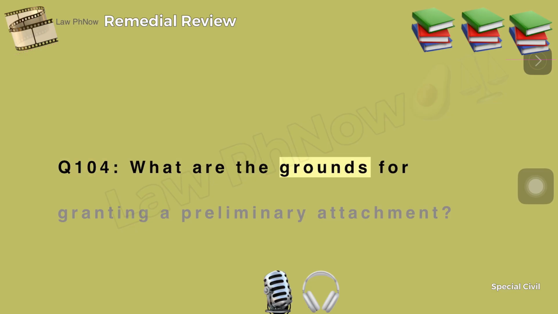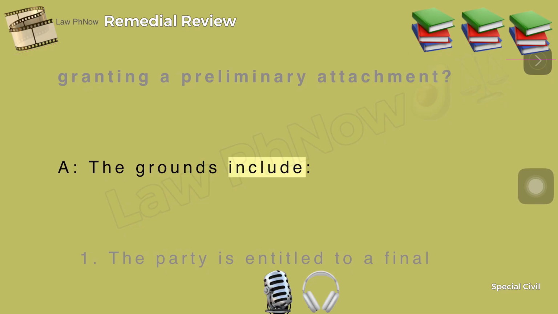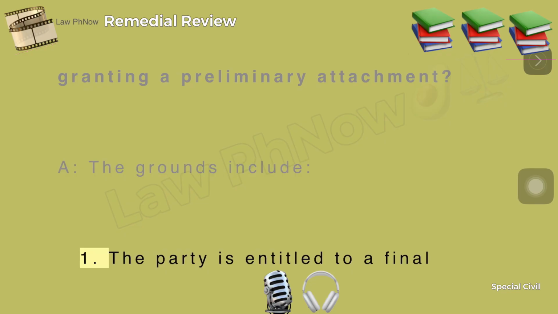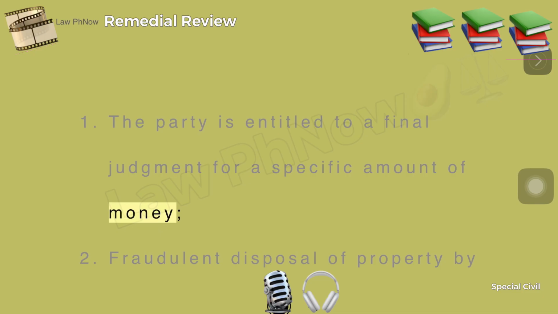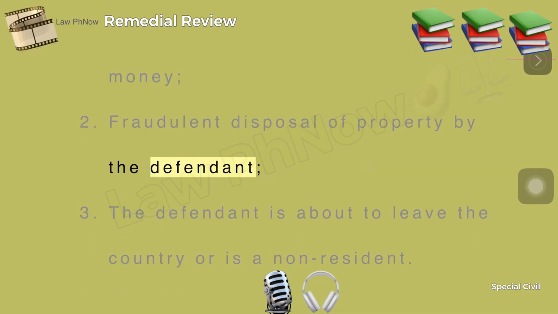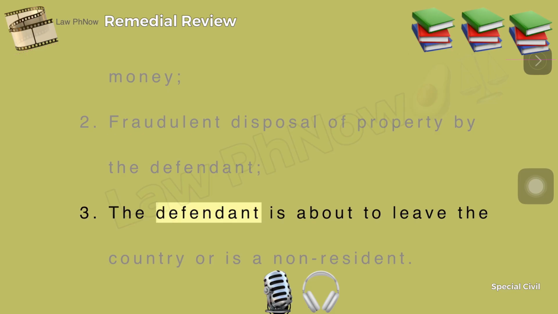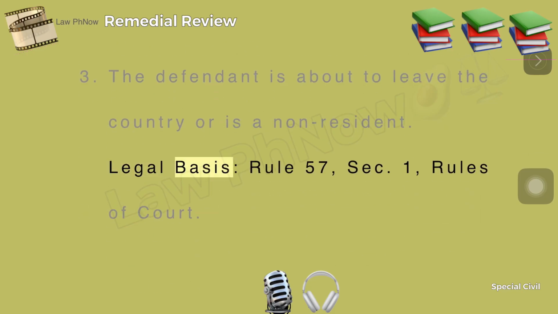Q104. What are the grounds for granting a preliminary attachment? A. The grounds include 1. The party is entitled to a final judgment for a specific amount of money. 2. Fraudulent disposal of property by the defendant. 3. The defendant is about to leave the country or is a non-resident. Legal basis, Rule 57, Section 1, Rules of Court.